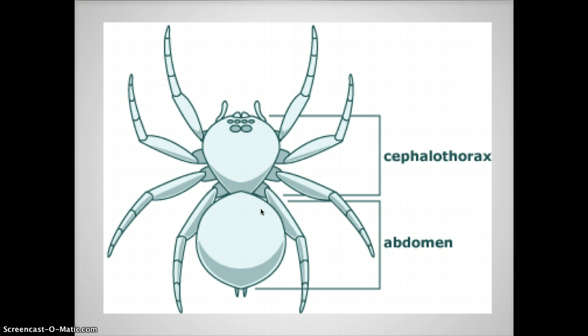Now, typically when you ask somebody how many legs a spider has, they'll say 8, and they're correct. But I want you to realize that spiders have 6 sets of appendages. So 4 of those appendages, four pairs of appendages would be legs. The other 2 are the mouth parts, and we'll talk more about that as we go through this.